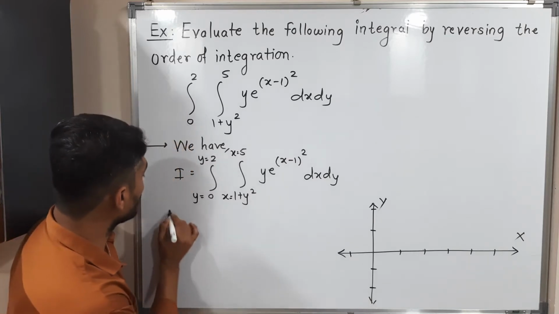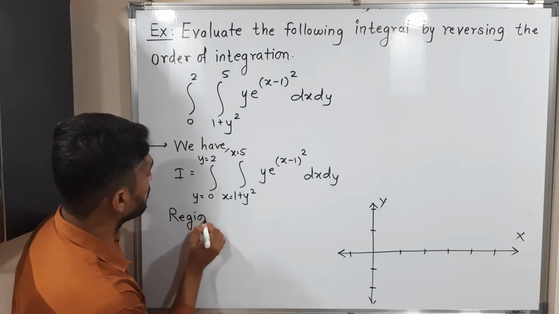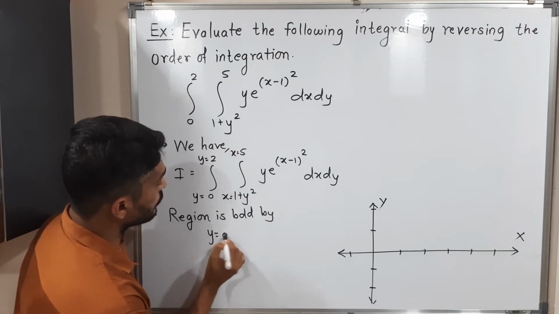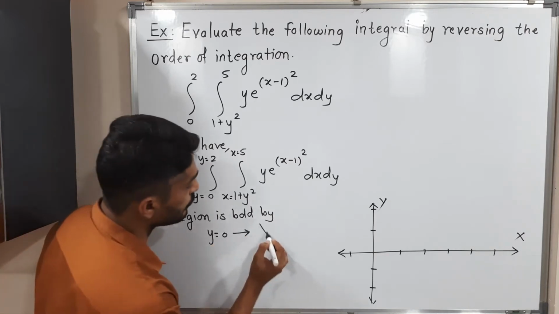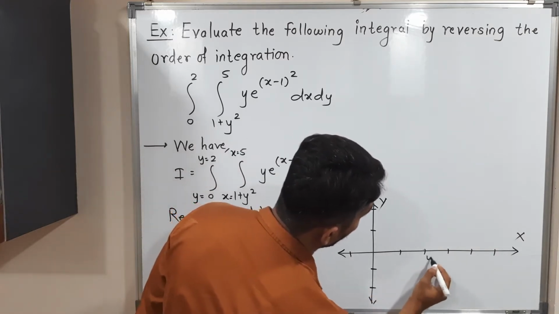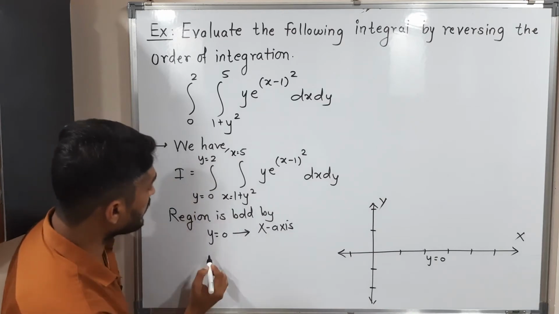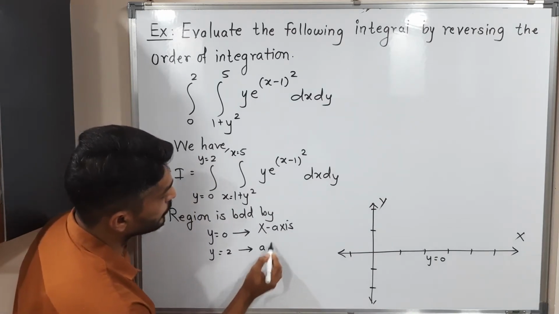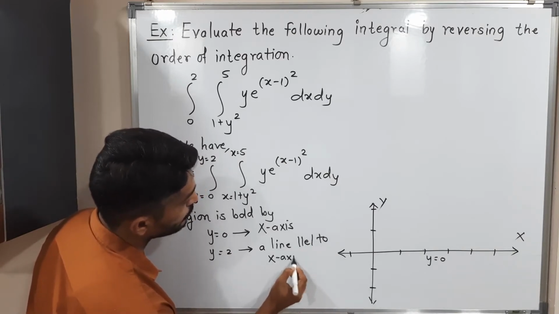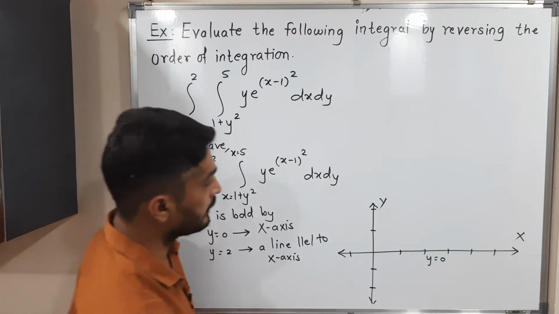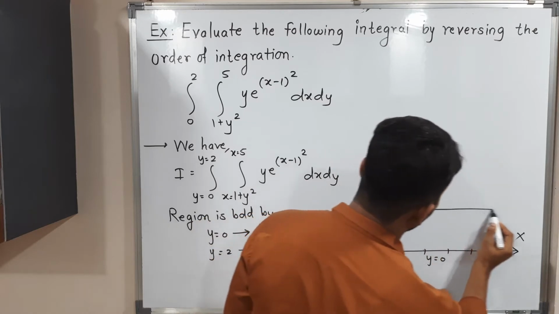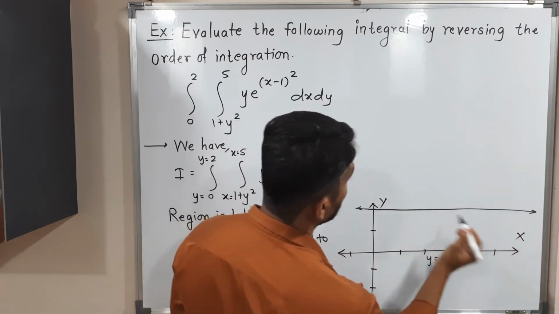Let us find the region. The region is bounded by y is equal to 0. You know that y is equal to 0 is the equation of the x-axis, right? Let me show here. Next, y is equal to 2. It is a line parallel to the x-axis which passes through y is equal to 2. Let me draw the line. So we will have a line like this. This is y is equal to 2.